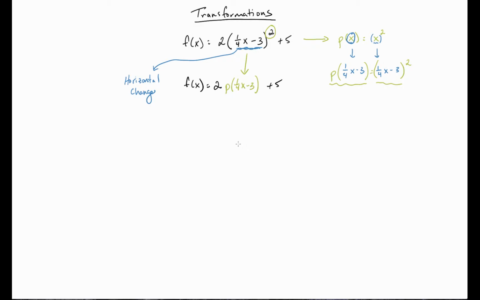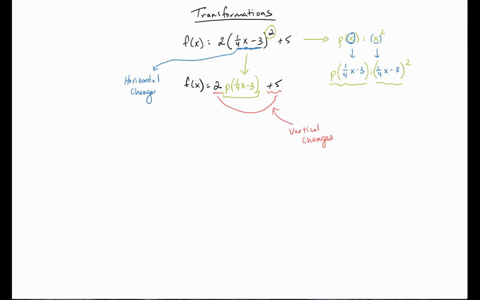Well, what is that telling me? Well, that's telling me that normally this would be my output. However, I'm now going to multiply it by 2 and add 5. So those two things, the things that happen outside that parent function, are going to be my vertical changes.